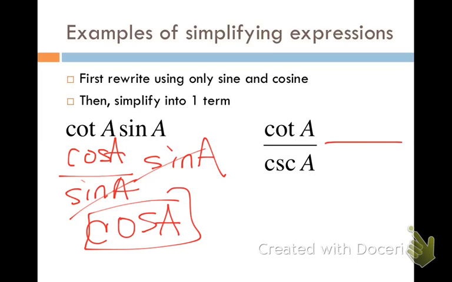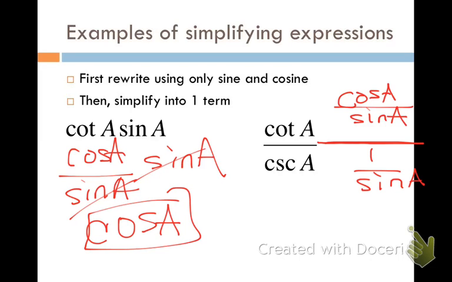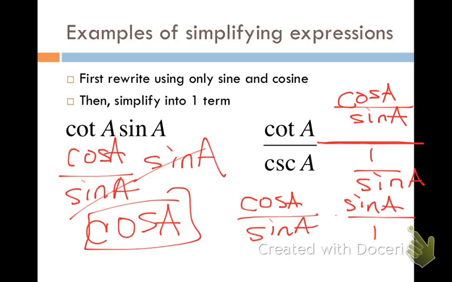Over here, make sure we maintain the fraction bar here. We have cosine A over sine of A and 1 over sine of A. So when we multiply by the reciprocal, we're going to have cosine A over sine A times sine A over 1. And you'll see we get the same answer.